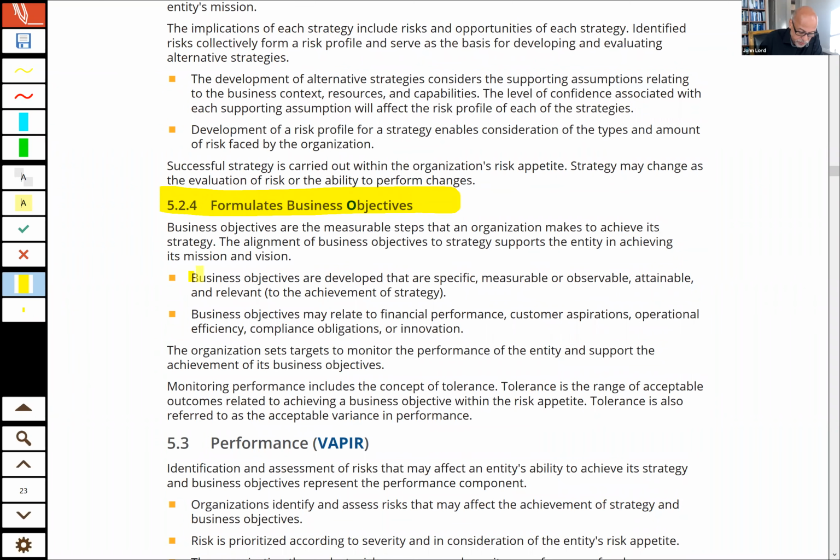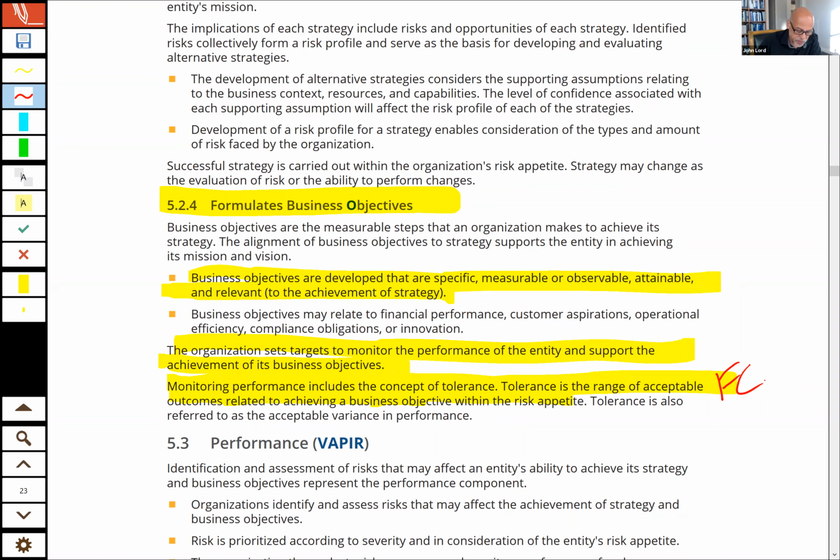So business objectives are developed that are specific, measurable or observable, obtainable and relevant. The organization sets targets to monitor the performance of the entity and support the achievement of its business objectives. And monitoring performance includes concepts of tolerance. Tolerance is the range of acceptable outcomes relating to achieving business objectives within the risk appetite. Okay, so let's just go ahead and flashcard that.